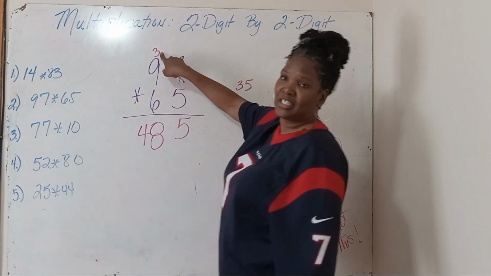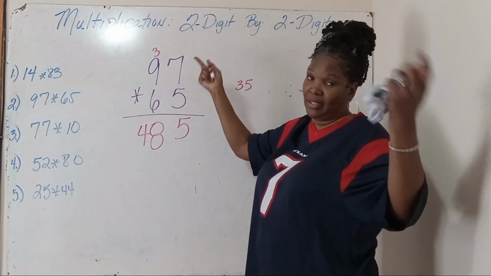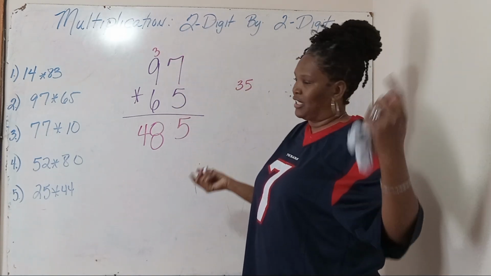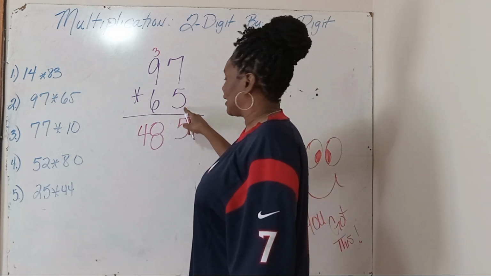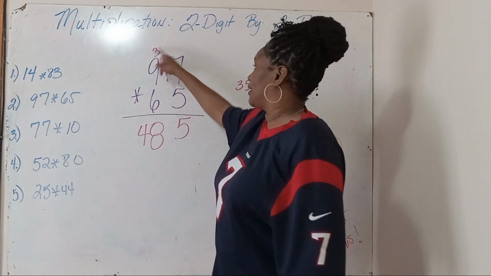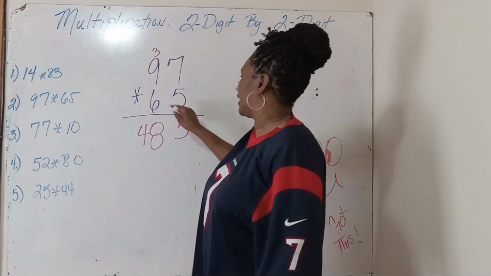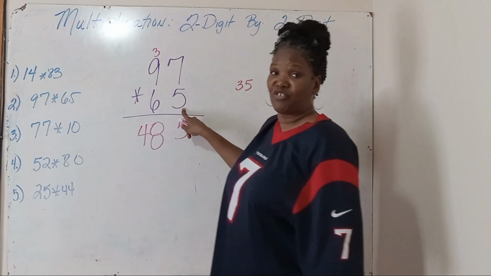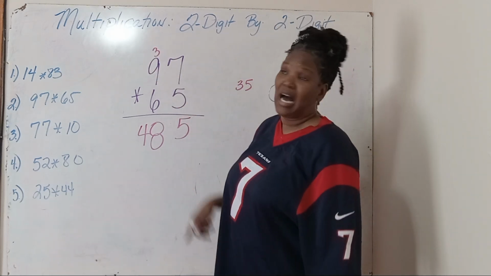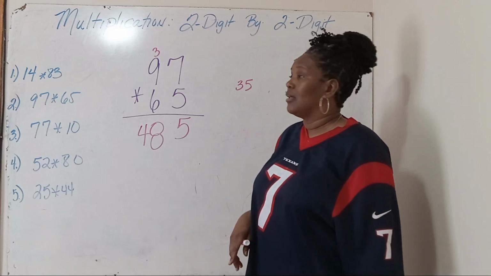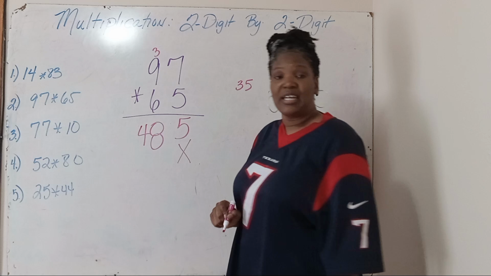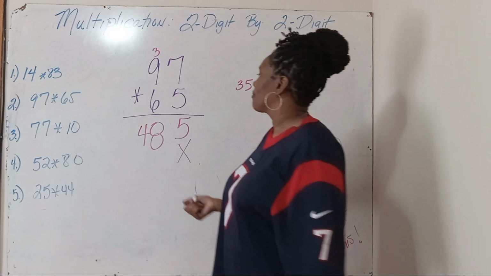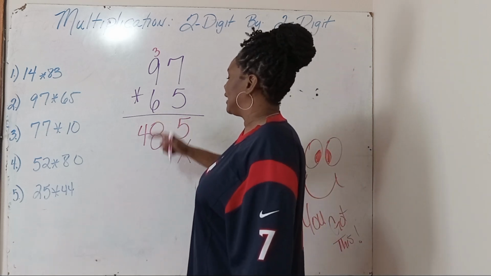Now I don't need this 3 anymore. I can leave it right there, but I'm not using it anymore because I'm finished with it. We're also not using this 5 anymore, because we multiplied all the numbers that we can multiply using the 5. So this 5, I'm going to put an X right here. It means 0. Okay. So now we're going to go to this next number.